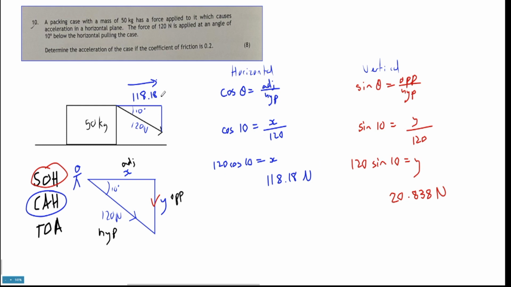And this is pushing it in that way. So I guess I could draw that on here as 20.838. The reason why I say that is because the box is pushing down and we are pushing down, and both these things are going to contribute to the friction. So let's have a look and see if we can calculate friction now.